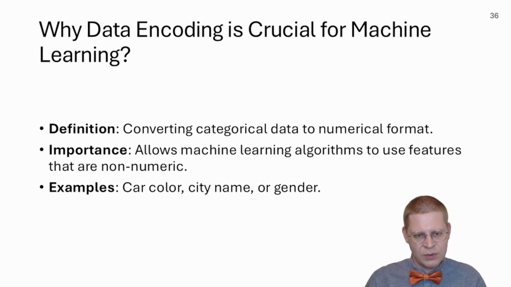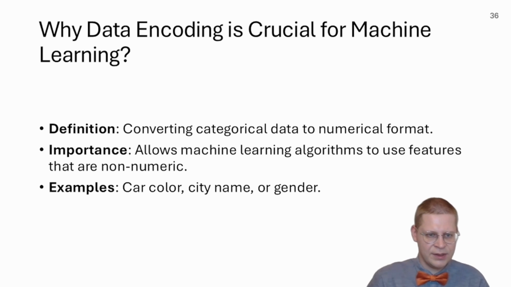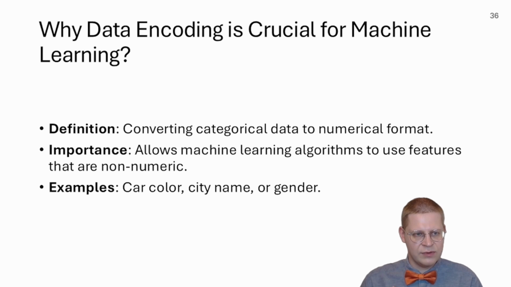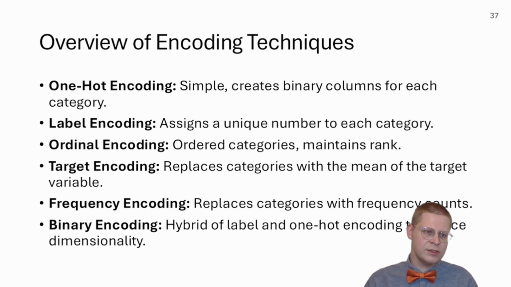Now we will talk about the data encoding. So why it is crucial for machine learning. Data encoding helps us convert categorical data to numerical format, unlike binning. So in binning we converted numerical to categorical. Now we would like to convert categorical to numerical. Those types of encoding allow ML algorithms to use features that are non-numeric, for instance, colors, city names, or genders, and we would like to convert this to numerical. There are various techniques: one-hot encoding, label encoding, ordinal encoding, target encoding, frequency encoding, and binary encoding.